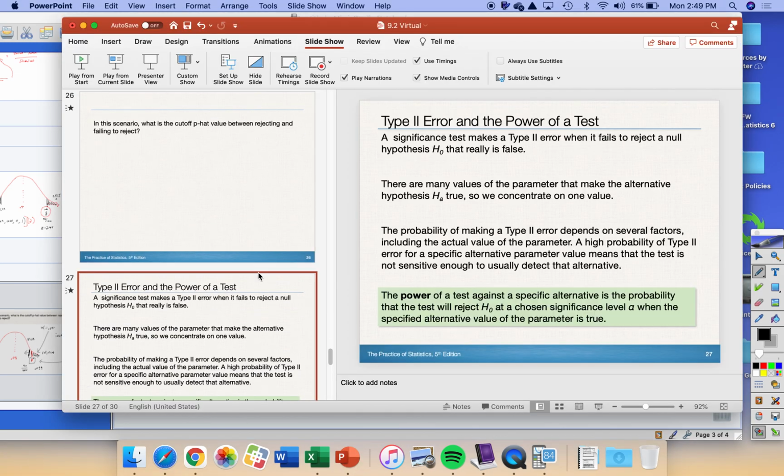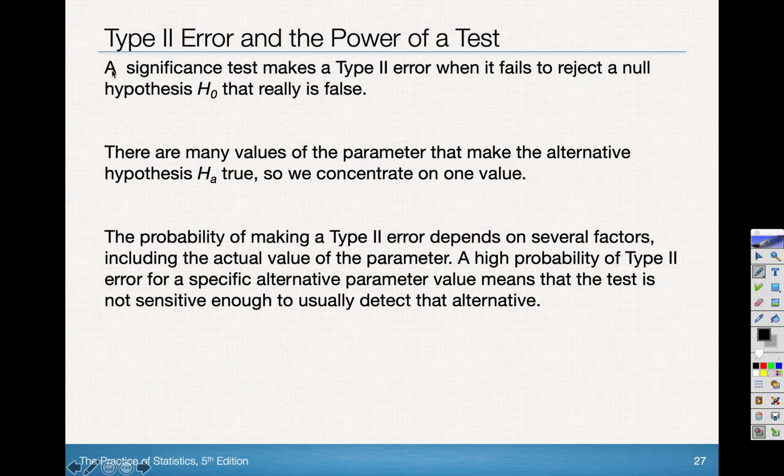Why is that value important? Well, in order to find type 2 error and the power of a test, we're going to need that cutoff value. Type 2 error occurs when we fail to reject the null hypothesis, but we should have rejected it. In our scenario, a type 2 error would be that the truckload of potatoes does have more than 8% blemishes. However, we failed to reject it, so we allowed the truckload into the potato chip factory.